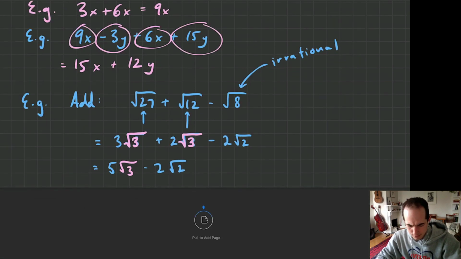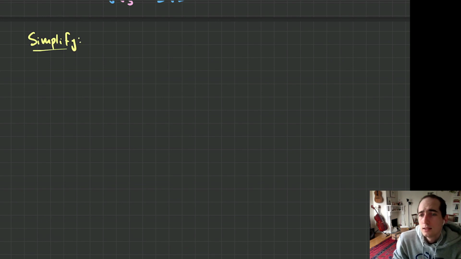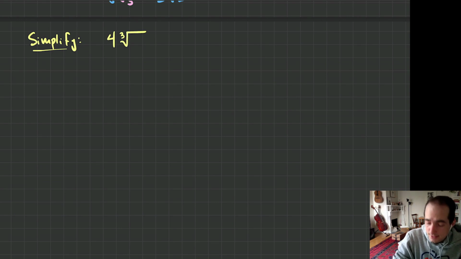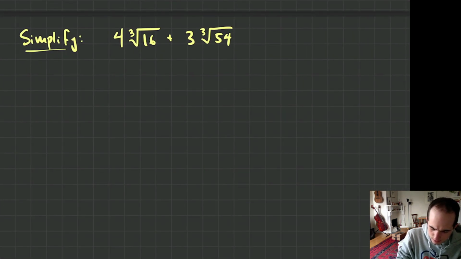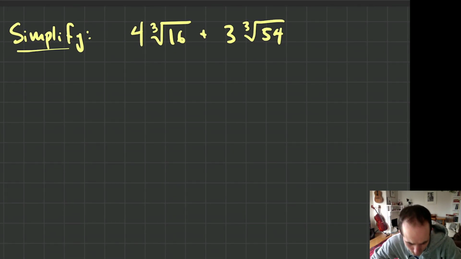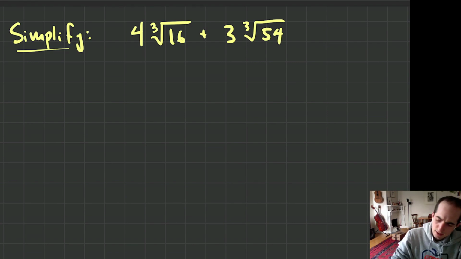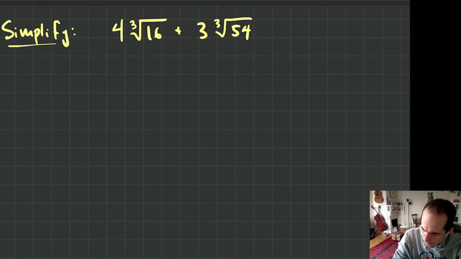Let's do another one. Let's try simplifying. So let's simplify this one. Let's do, this is a good one. 4 times the cube root of 16 plus 3 times the cube root of 54. Okay, so here is this question. Okay, so we are looking for perfect cubes, and it might be helpful just to write the first few perfect cubes. So let's write this down.